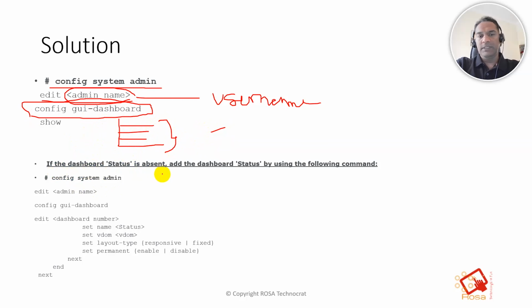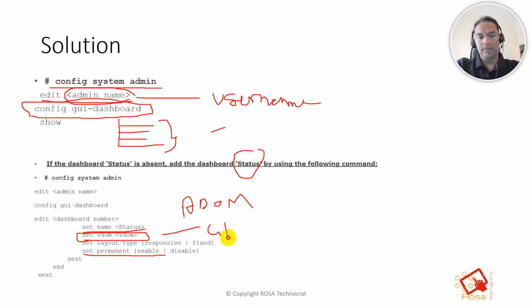If the dashboard status is absent, add it by using the following command. You have to do set name status, set permanent enable, and the VDOM. In case of global, if you are using ADOMs, then this VDOM will be global for the dashboard option. Otherwise it will be root if you are not using any other ADOMs. Okay, so let's quickly see this in our lab and how we do it.